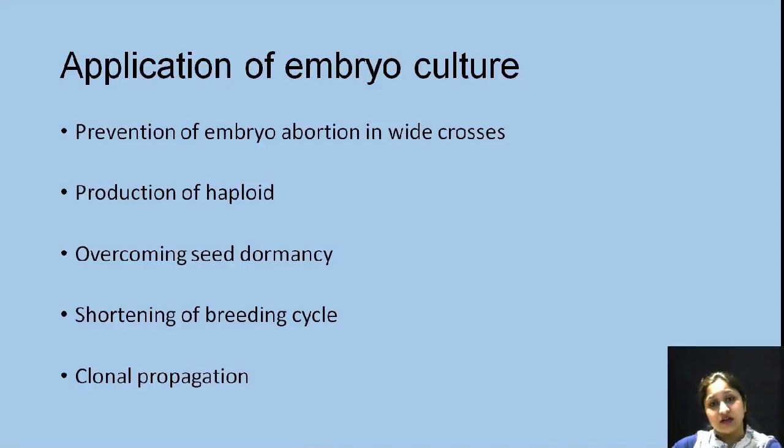When the seed is dormant, it is not going to germinate in any case, so we take out the embryo from it and do in vitro culture. Shortening of the breeding cycle. Normally, when a seed germinates and the plant grows up to the point where it can start flowering, it is a long process. Sometimes it's 6 months, sometimes it's an annual plant, or a seasonal plant, so it takes a long time. If we want to shorten that time, then we can use in vitro embryo culture. Next one is clonal propagation.